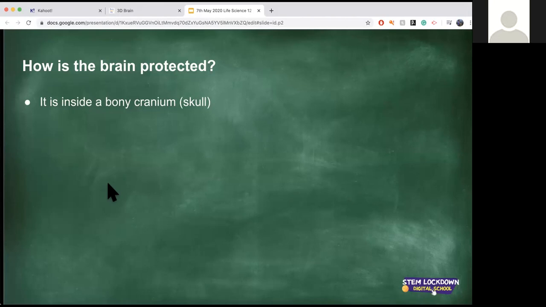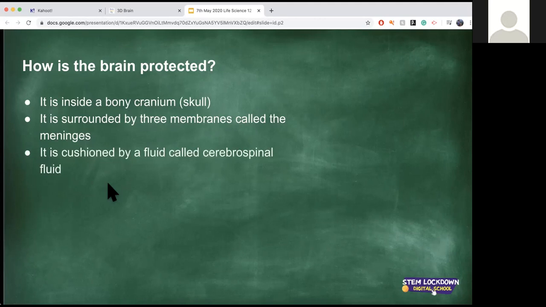So you have a bony cranium, and then you have three membranes called meninges. And if you have meningitis, it's these three membranes that have been infected. And then you also have fluid called cerebrospinal fluid.